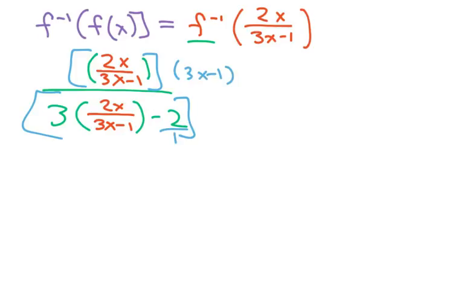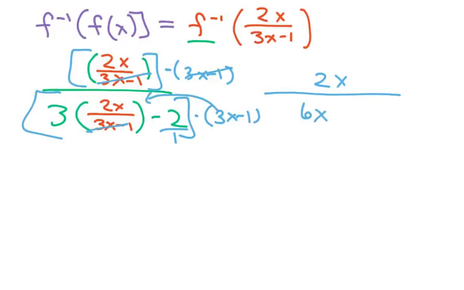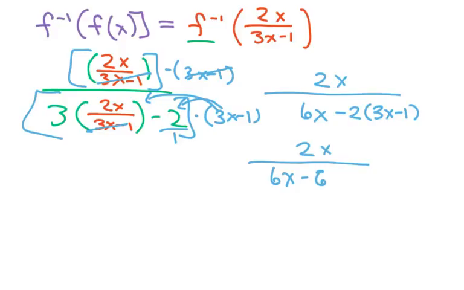3x minus 1 times 3x minus 1. This will cancel, and you just get 2x in the numerator. And the denominator, this will cancel out when you distribute. You just get 6x minus, and then we have to also multiply that, 2 times 3x minus 1. So it's going to be 2x over 6x minus 6x plus 2. That cancels, so we get 2x over 2, which equals x, which is our desired result.